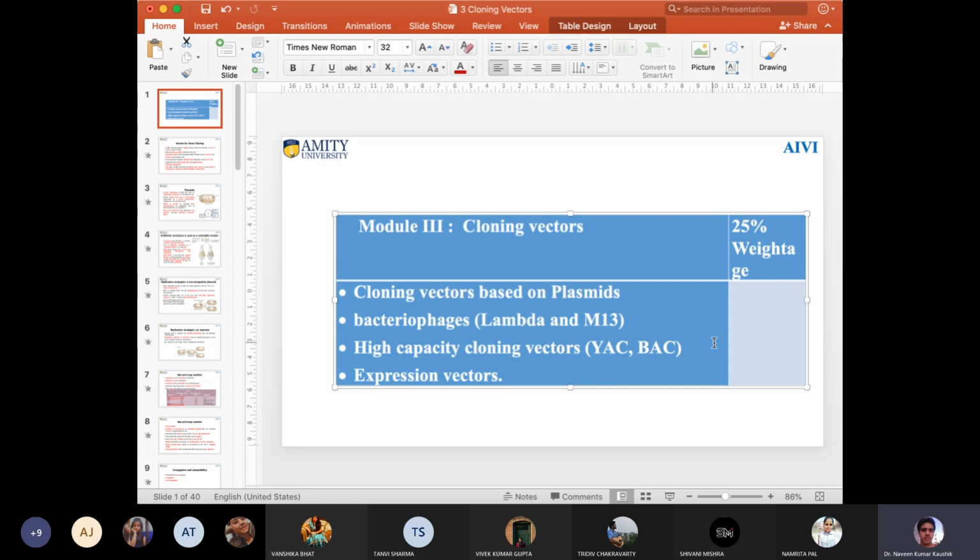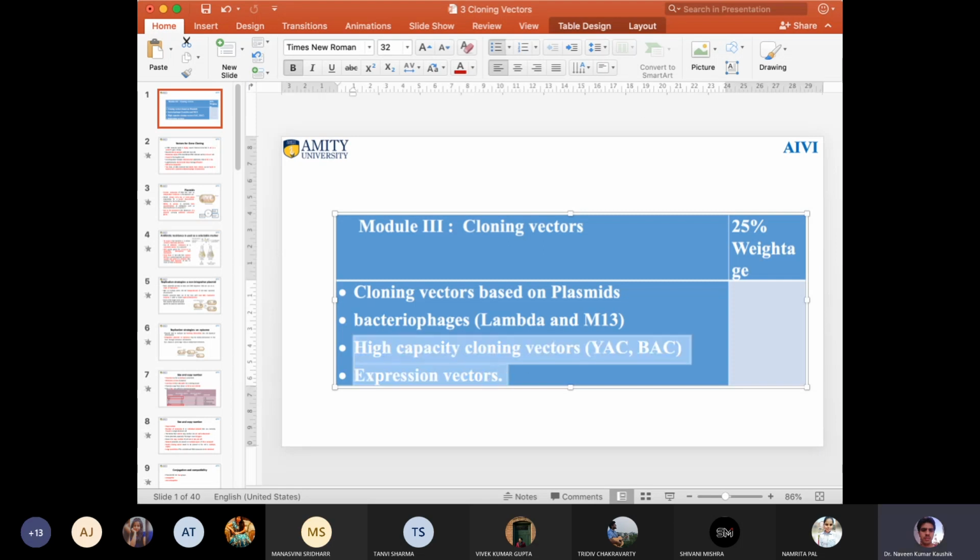For high capacity cloning vectors, is it only yeast artificial chromosome and BAC, or will human artificial chromosome also come under that? Yes, we are going to talk about these in the next class. So BAC and YAC are the high capacity vectors. You can load a very large size of DNA on them. They are artificial chromosomes, so they have the properties of a chromosome. So what do you mean by chromosome?